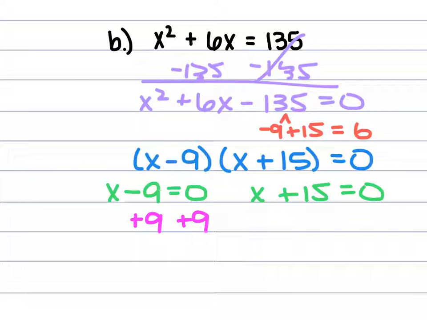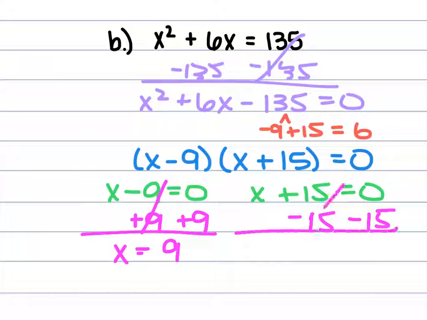Add the 9 to both sides. We get x is equal to positive 9. Subtract the 15 from both sides. We have x is equal to negative 15.